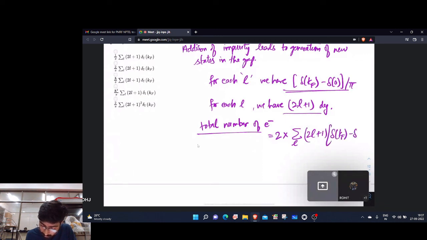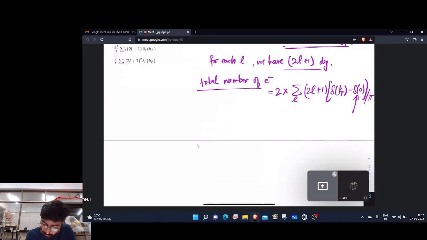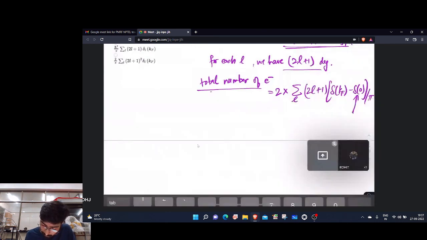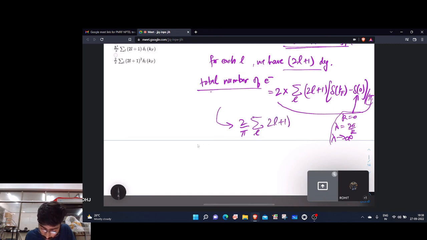And the phase shift corresponding to k equal to 0 vector, that is del 0, is very small, because when k is equal to 0, lambda, which is nothing but 2 pi by k, tends to infinity, and when we have infinite wavelength, the phase shift corresponding to that wavelength is not significant enough and can be neglected. So the total number of electrons becomes pi, from the bracket comes out, and we are left with L, 2L plus 1, phase shift corresponding to kf.